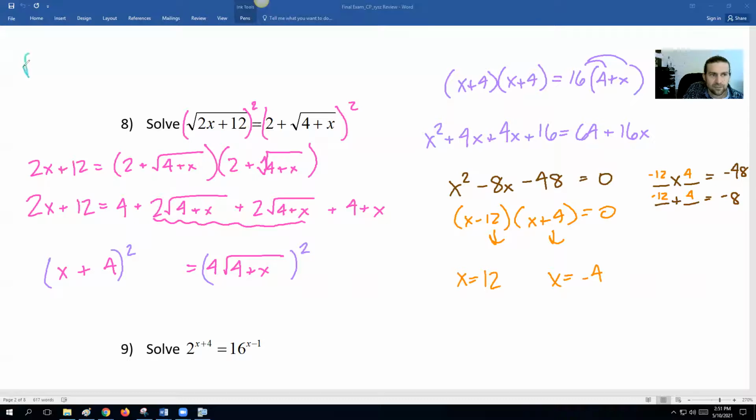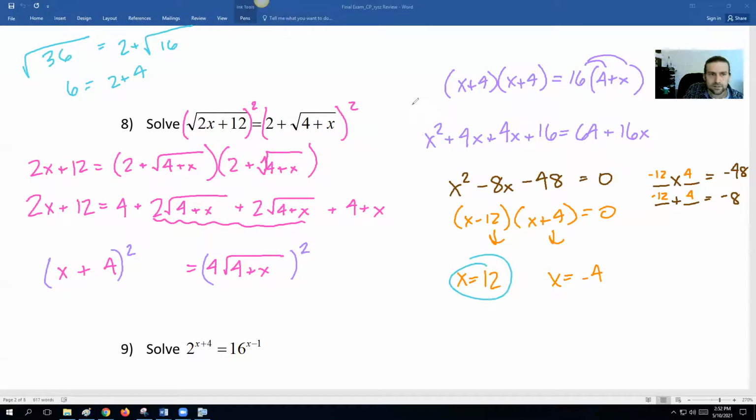So if we plug 12 in, 2 times 12 is 24, and plus 12, that'd be 36. Is that equal to 2 plus the square root of 4 plus 12, which is 16? Does 6 equal 2 plus 4? Yes, it does. So 12 works.